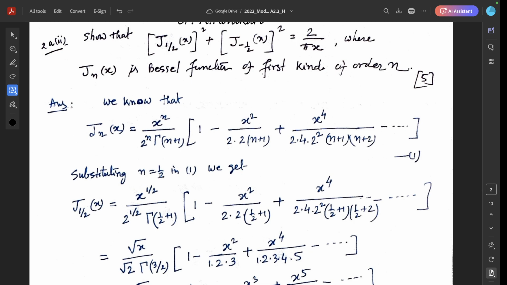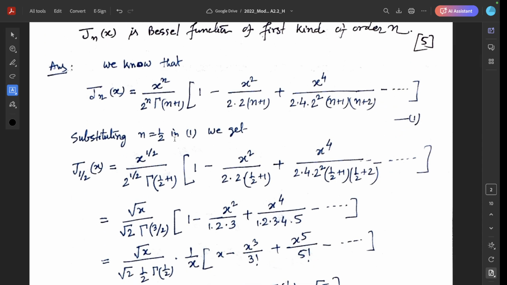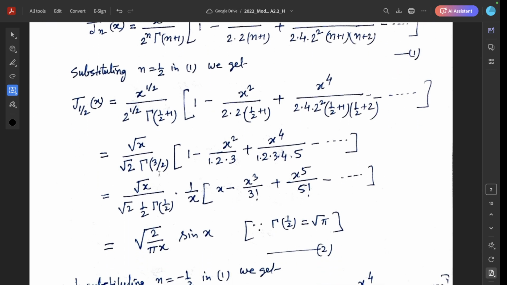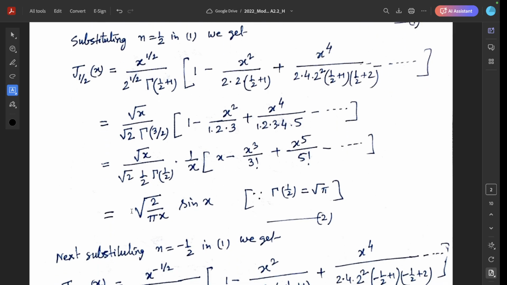Substituting n equal to half in 1, we get this J half of x, n equal to half. So we get this, and this gamma half plus 1, so gamma 3 by 2. So this is root 2 root x, and this gamma 3 by 2 means half gamma half. This gamma half equals root pi. So after simplification, we get this is the whole root over 2 by pi x into sine x, because this is the series expansion of sine x.